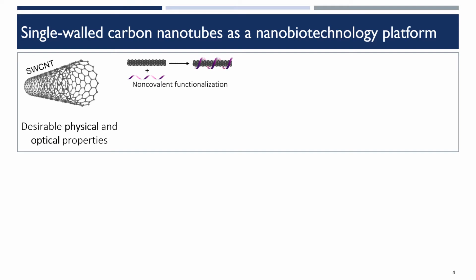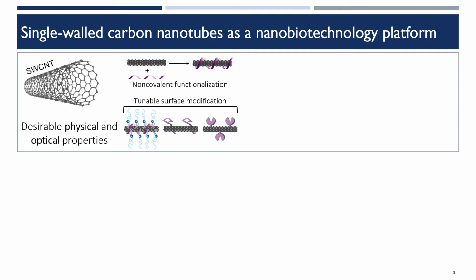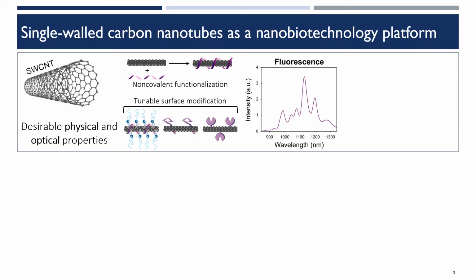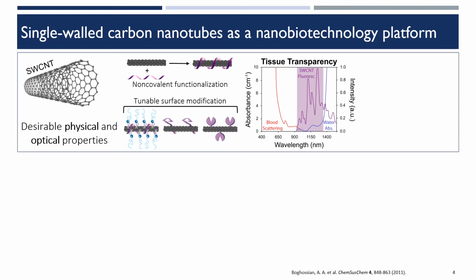This surface-adsorbed moiety is then tunable, with some examples including phospholipids, DNA, and protein. Single-wall carbon nanotubes are an excellent platform for nanobiotech development because they exhibit intrinsic near-infrared fluorescence as shown in this spectrum. This fluorescence emission falls within the tissue transparency window, here shown in purple, meaning that the fluorescence is transmissible through biological samples such as tissues and biofluids.